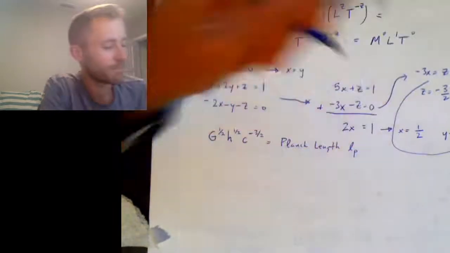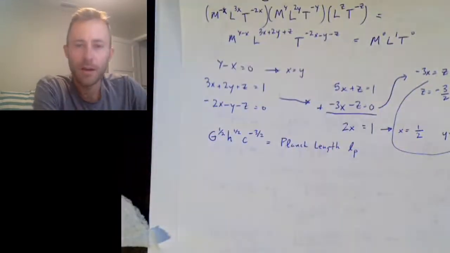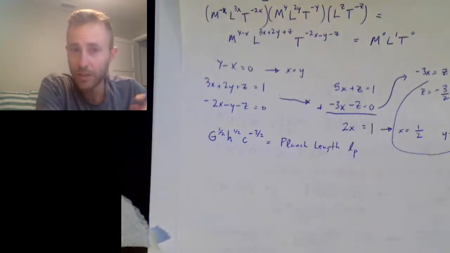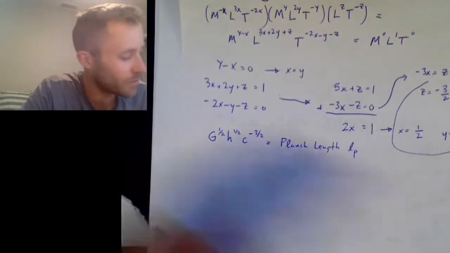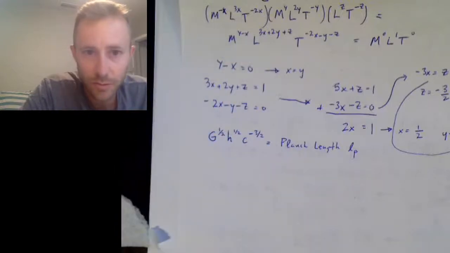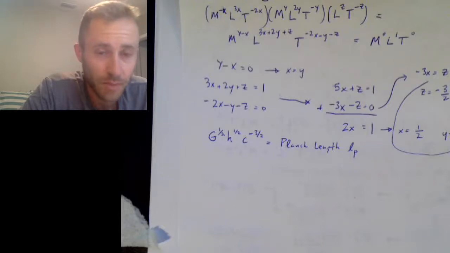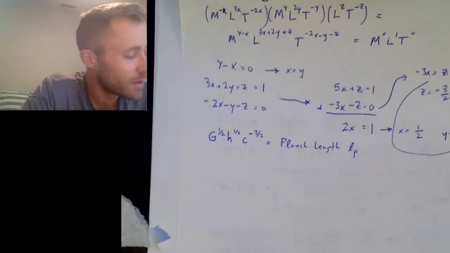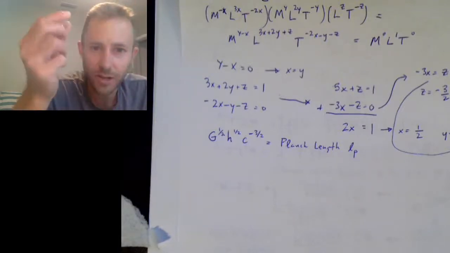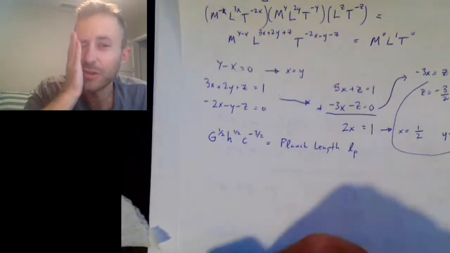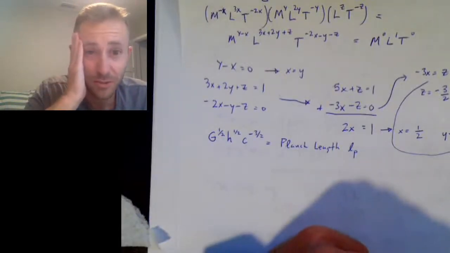L sub p. This is the unique length that you can build out of these fundamental constants of nature. So it must be an important length. Something special has to happen at this length scale. Some scientists believe that increments of length smaller than the Planck length don't really even make sense.